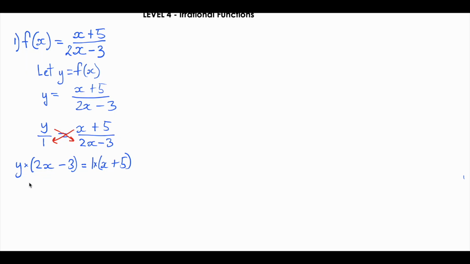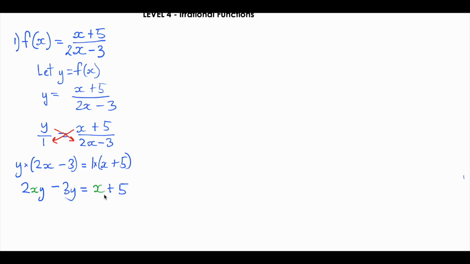So y times 2x is 2xy, minus 3y. How did I get that? I did y times 2x is 2xy, and y times minus 3 is minus 3y, which is equal to 1 times x is x, and 1 times 5 is 5. Now what we want to do is get anything with the x by itself. Remember, these will be the x's. I just want to show you how we have the x here and the x here. This is what I want to group together. So I could get this x on this side, and then bring this minus 3y over here. I'll do it phase by phase so you could see each.